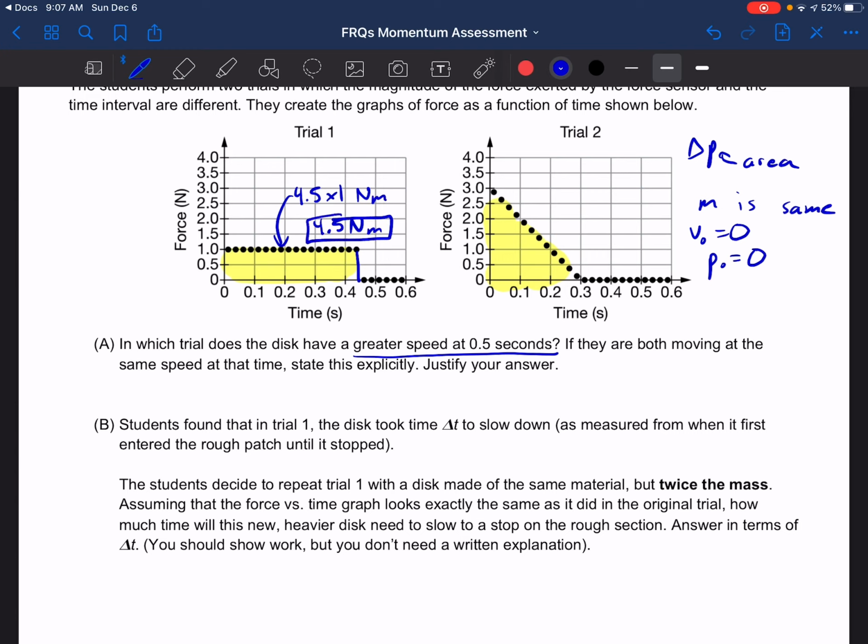So that's this one. This one is a triangle, right? And if we look at that triangle and we do 1/2 base times height, the base is 0.3 and the height is 3, right? And if we do this, we also get 4.5 newtons times meters. So the impulse here is actually the same.